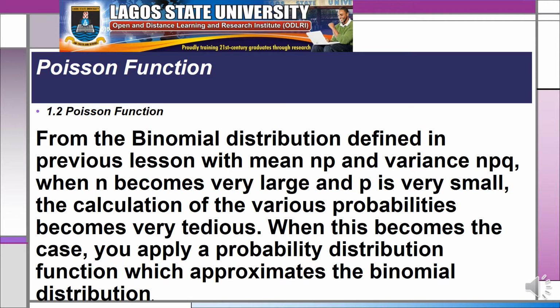From the binomial distribution defined in the previous lesson with mean np and variance npq, when n becomes very large and p is very small, the calculation of the various probabilities becomes very tedious. When this becomes the case, we apply a probability distribution function which approximates the binomial distribution.